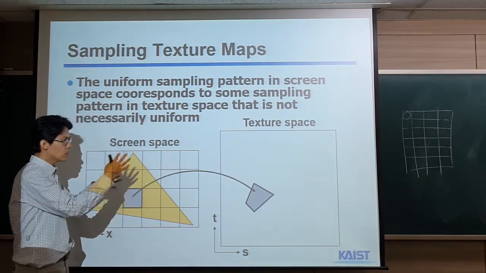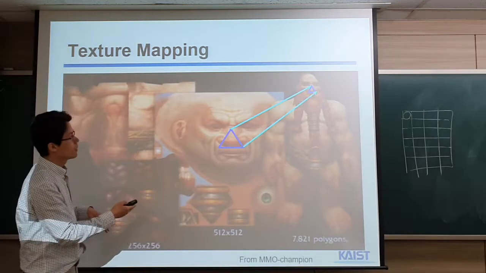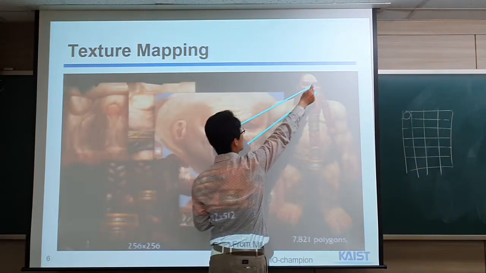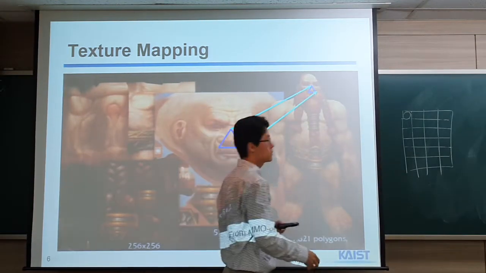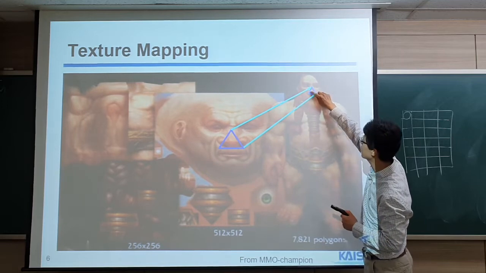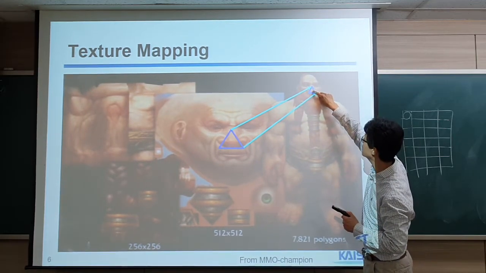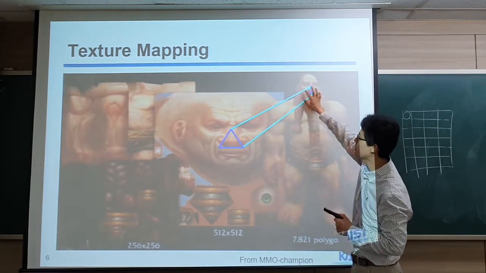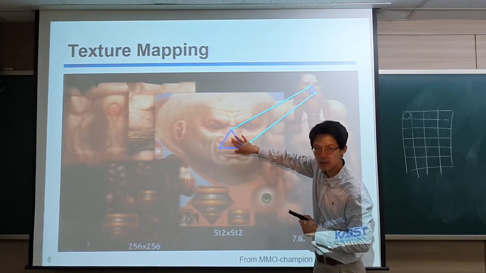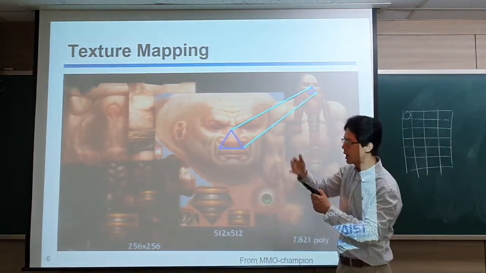Depending on how you look at this model, this character, when you are rasterizing this triangle, the pixel here can map to some region in here, right? But it could be an arbitrary shape.